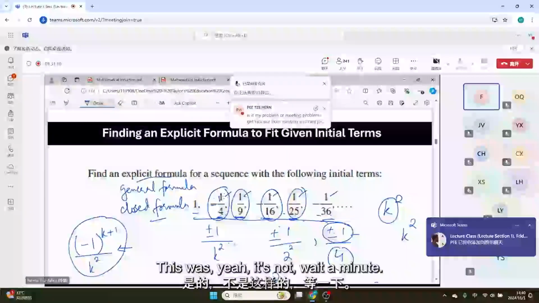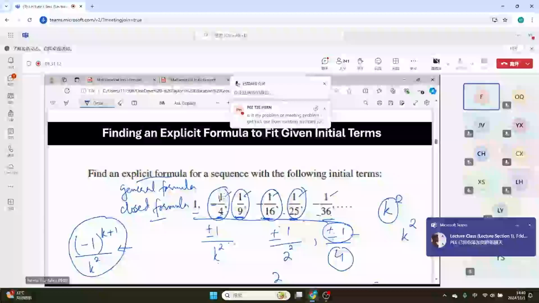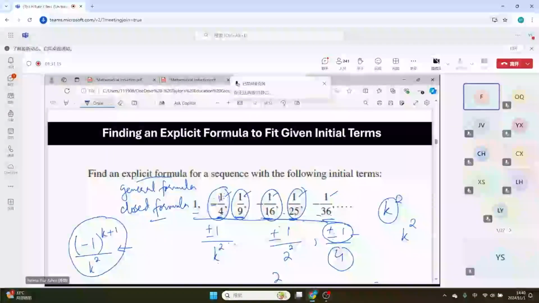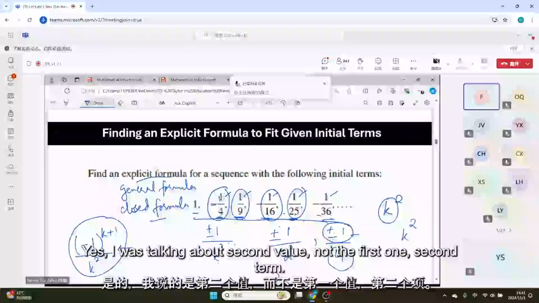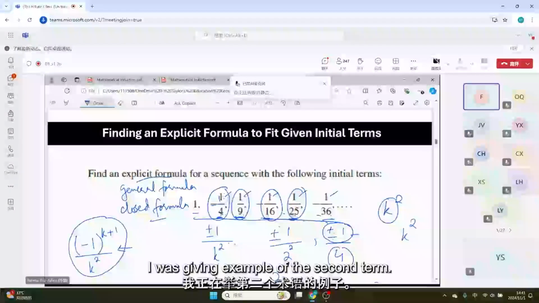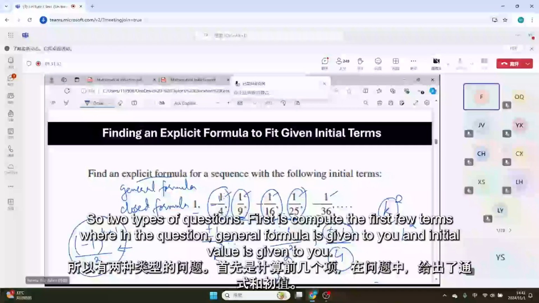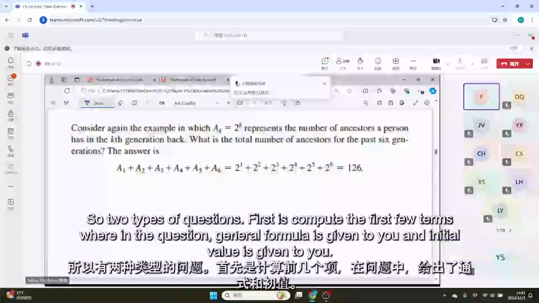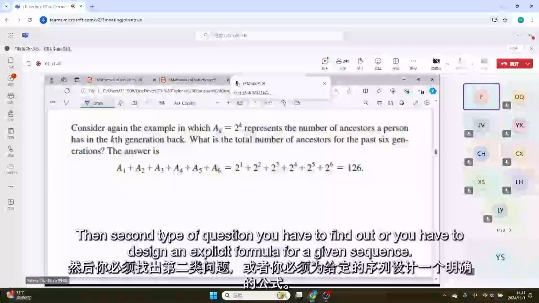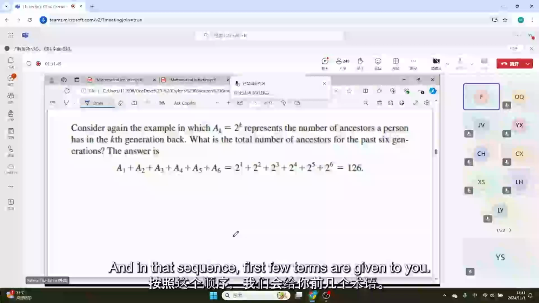Yes, the question is about the first value. I was talking about the second value, not the first one. I was giving an example of the second term. So there are two types of questions. First is compute the first few terms, where the general formula and the initial value are given to you. The second type, you have to design an explicit formula for a given sequence, and the first few terms of that sequence are given to you.